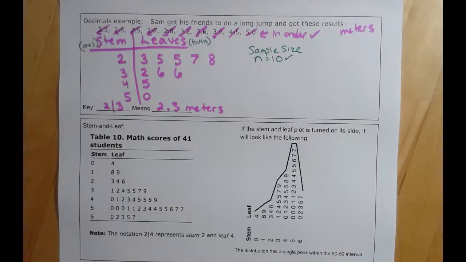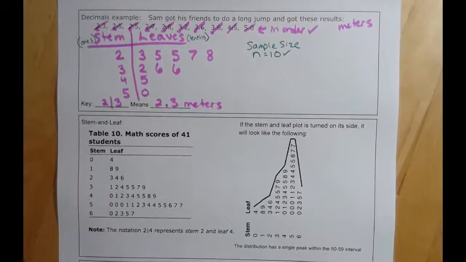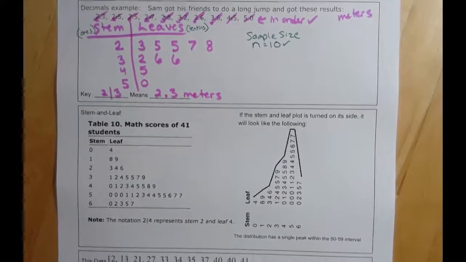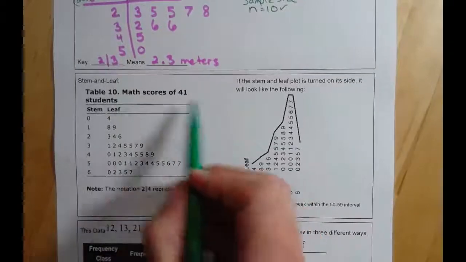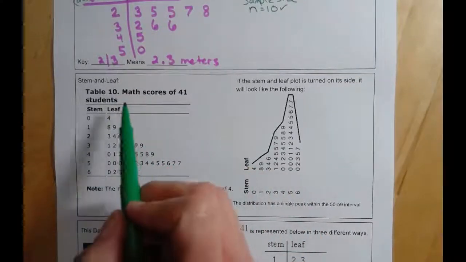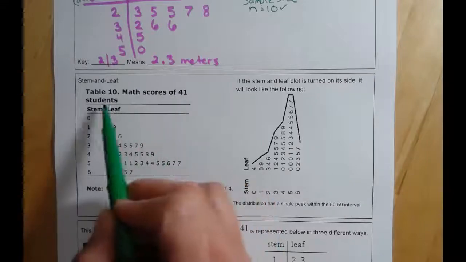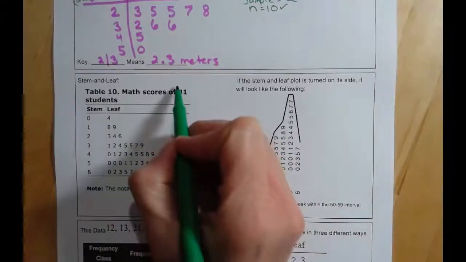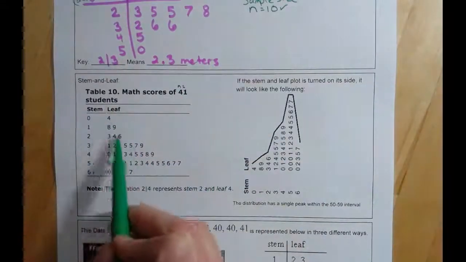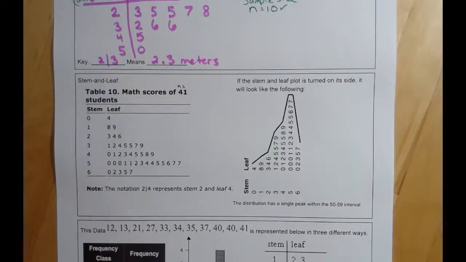Let's take a look again, just to get the idea of what a stem and leaf plot can tell us visually. All right, so that's what this example down here is. So we're looking at a table that's the math scores of 41 students. So I guess that means that n is 41. If we counted up all the leaves, we'd have 41. And this is what the stem and leaf plot looks like.